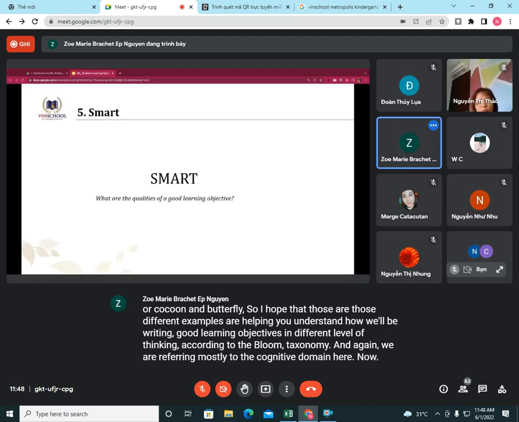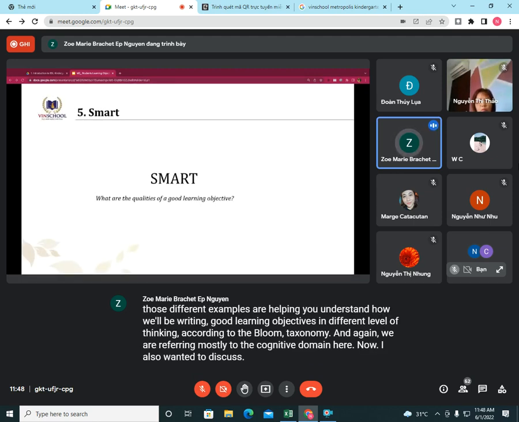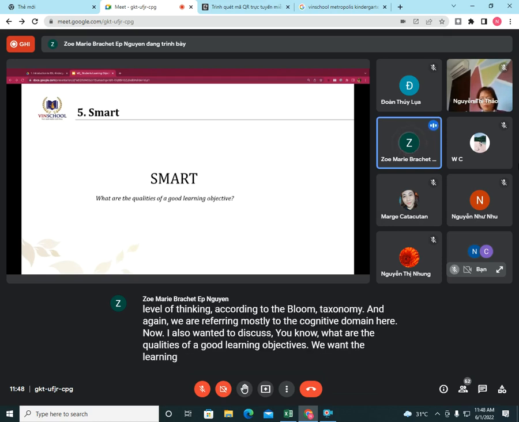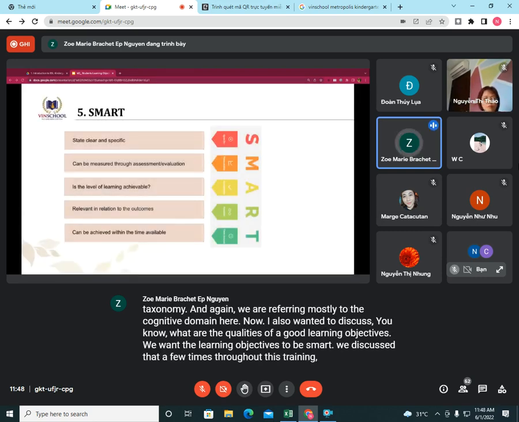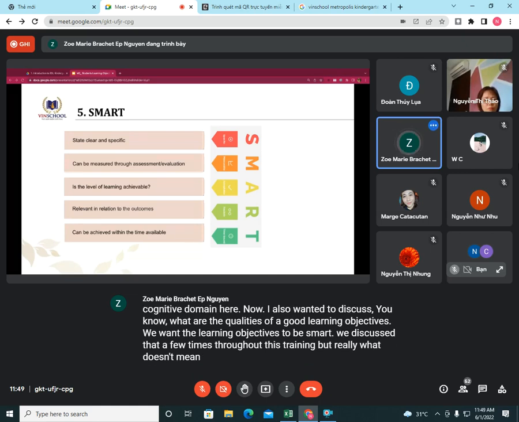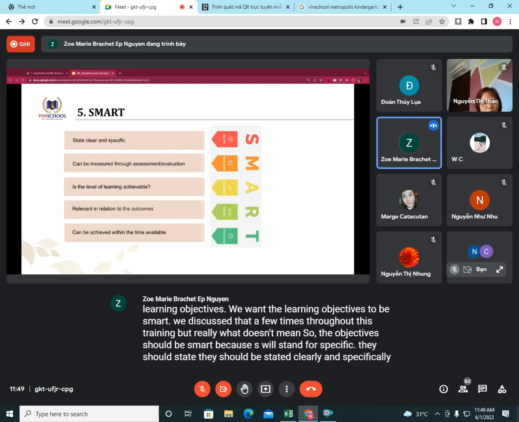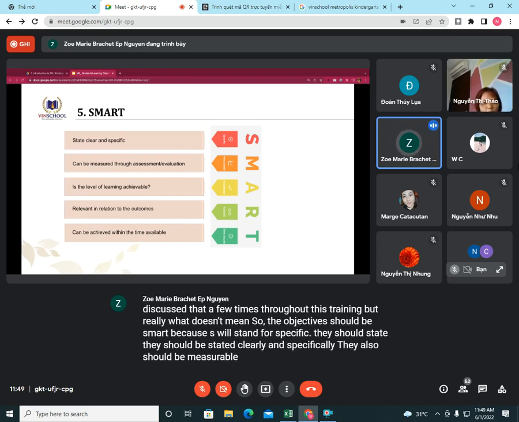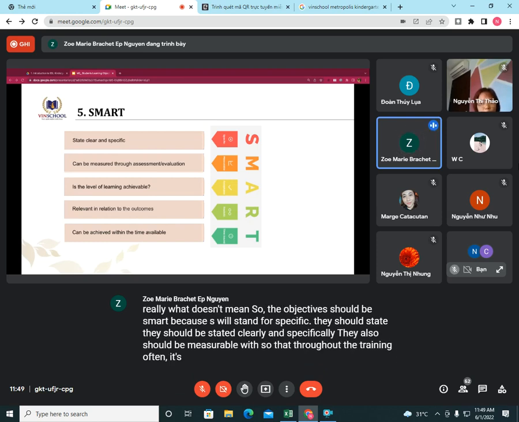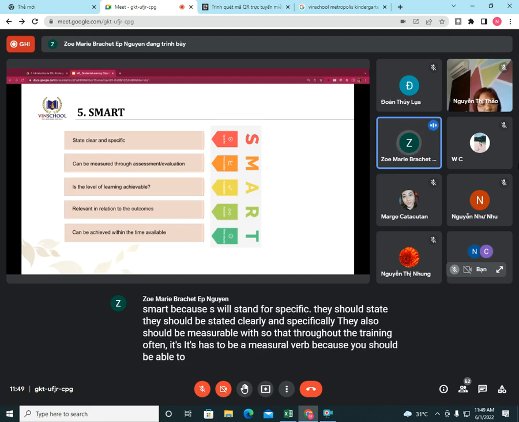Now, I also wanted to discuss what are the qualities of good learning objectives. We want the learning objectives to be SMART. We discussed that a few times throughout this training, but really, what does it mean? The objectives should be SMART because S stands for specific. They should be stated clearly and specifically. They also should be measurable. We have said that throughout the training often. It has to be a measurable verb because you should be able to measure it through assessment and evaluation.